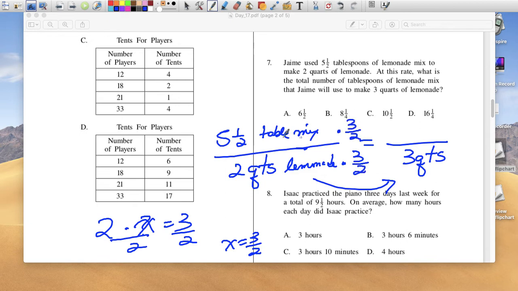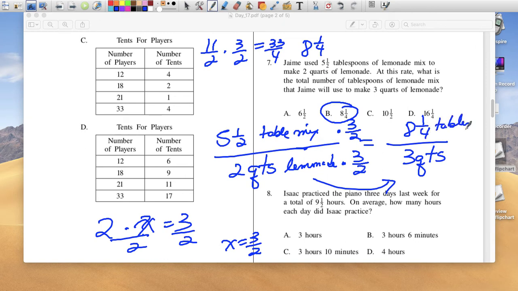So in your calculator, just multiply 5.5 times 3 halves. That's 11/2 times 3/2, which gives me 33/4. 4 goes into 33 8 times, and I'm left with 1/4. Is there an 8 1/4 here? Yes, there is. So final answer, I need 8 1/4 tablespoons of lemonade mix to make 3 quarts of lemonade.